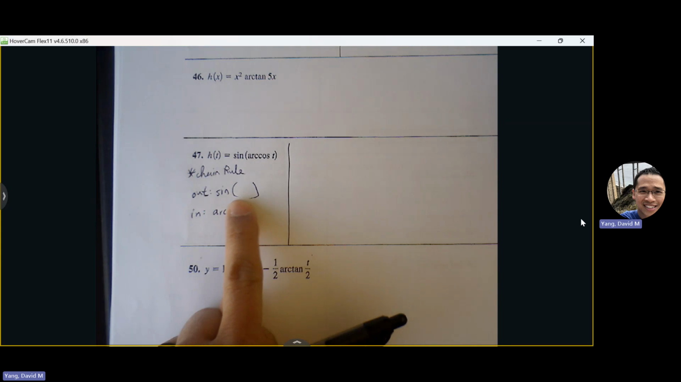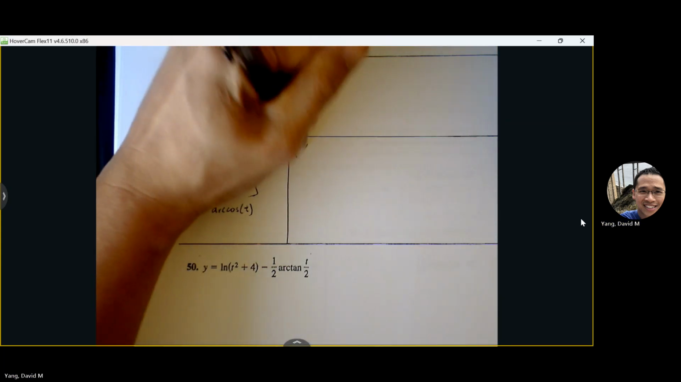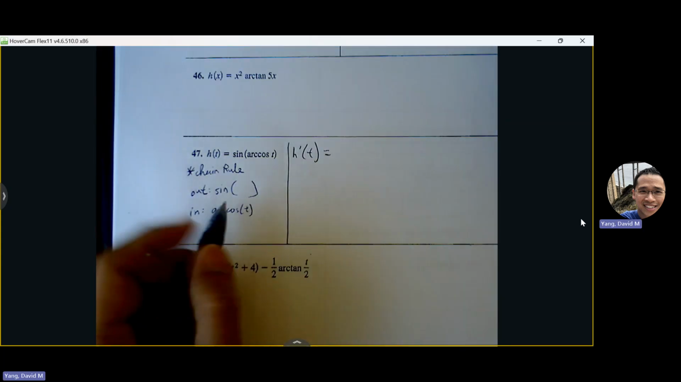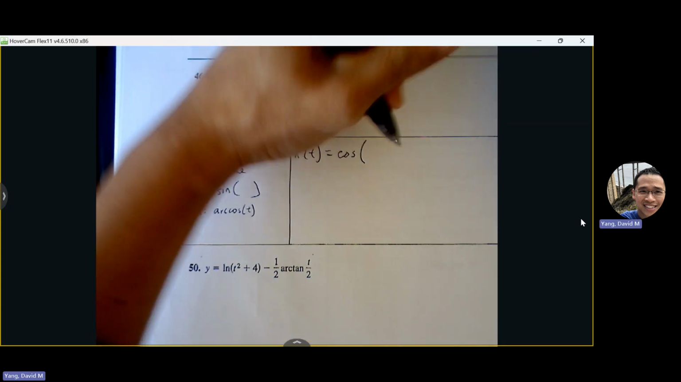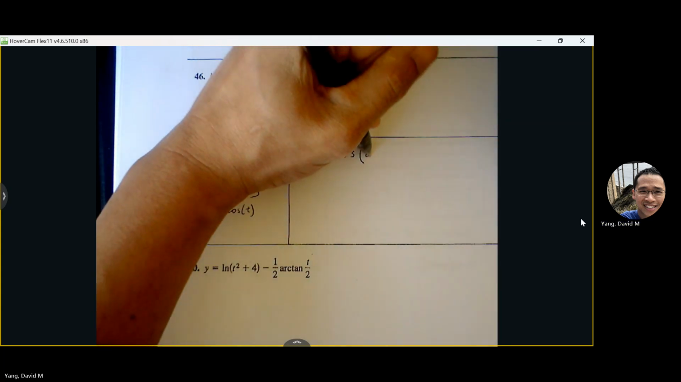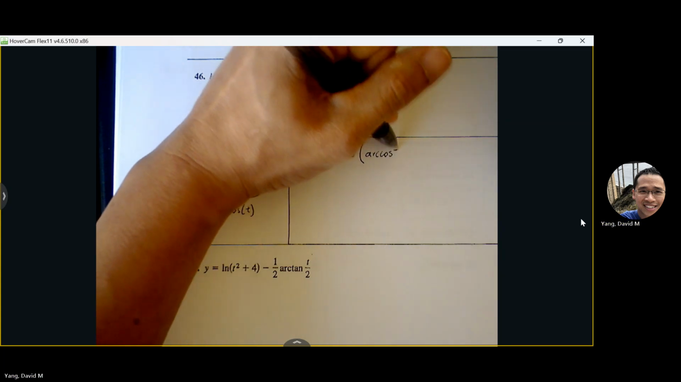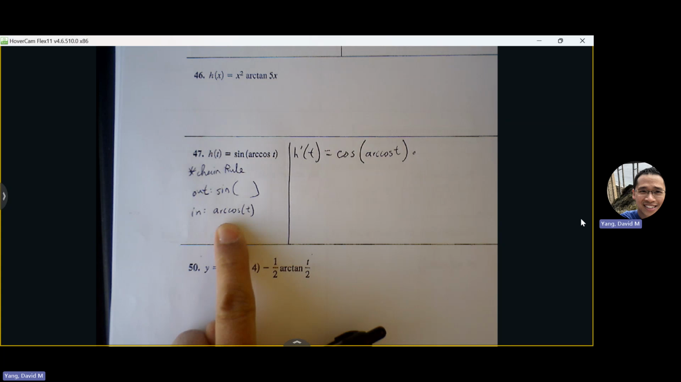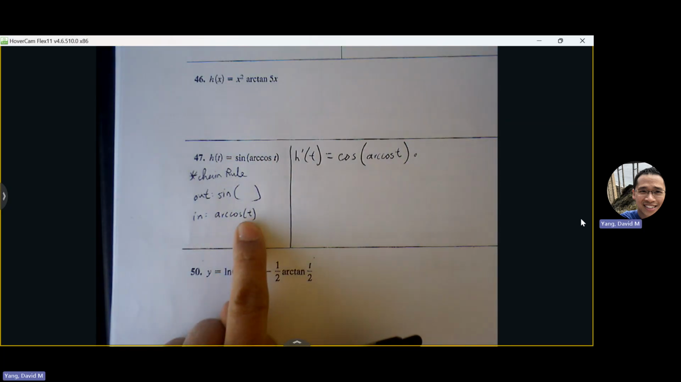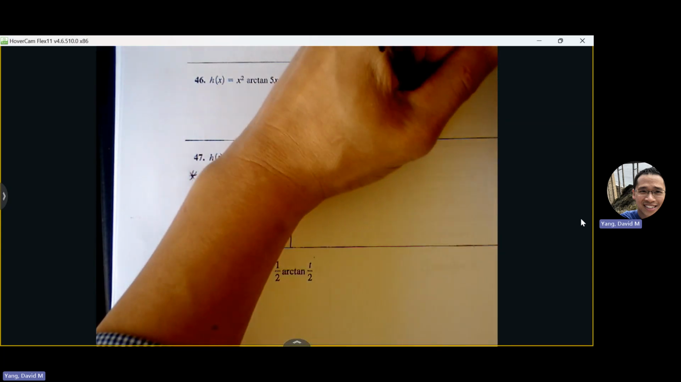Okay, so sine's derivative is cosine. That's the outside's derivative. And as we take the outside's derivative, we don't make any changes to what's inside here. And then we move into the inside portion. So arc cosine looks a lot like arc sine. It's u prime over square root of 1 minus u squared, but with a negative in front. So our u value is t. T's derivative is 1 with a negative attached.